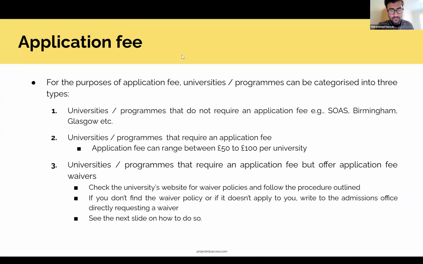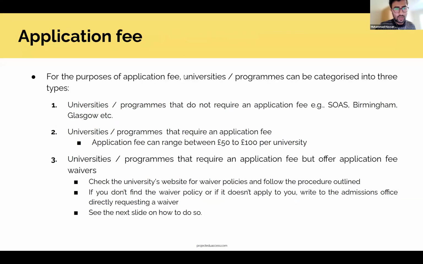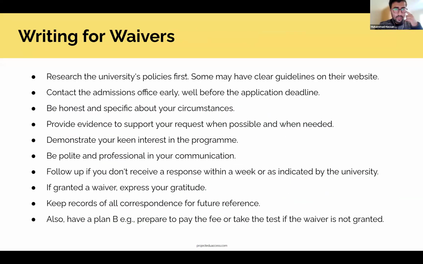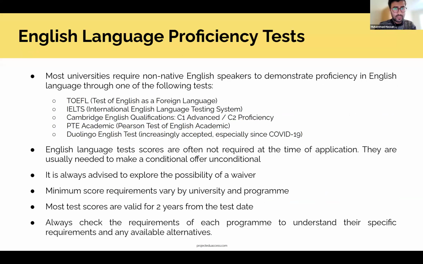Check the university waiver policies on their website, what policy and procedure they've outlined. If they don't have a waiver policy, write to the admissions office requesting a waiver. And this next step tells you how to do that. I'll get to the waiver part later. I'll just talk about the English proficiency test requirement here.